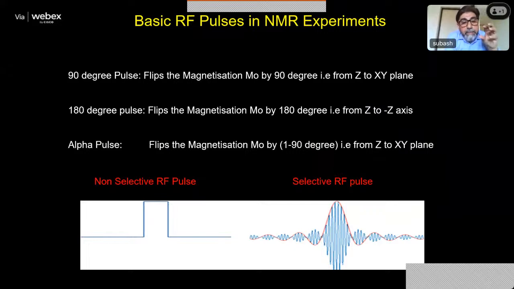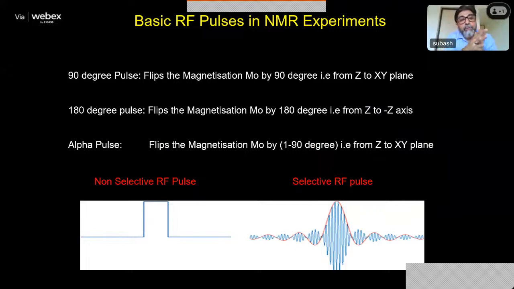Now these pulses can be non-selective RF pulses and can also be selective RF pulses. Non-selective RF pulses are used mostly in spectroscopy when you are not doing any volume localization, and these non-selective RF pulses will excite all frequencies depending on the pulse width. But the selective RF pulses are used in MRI because they select only a band of frequencies which are contained in a particular slice. That's why they are called slice selective RF pulses.